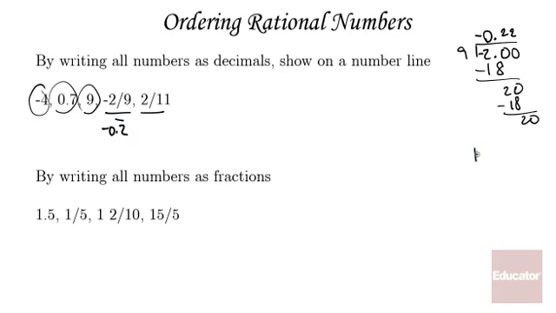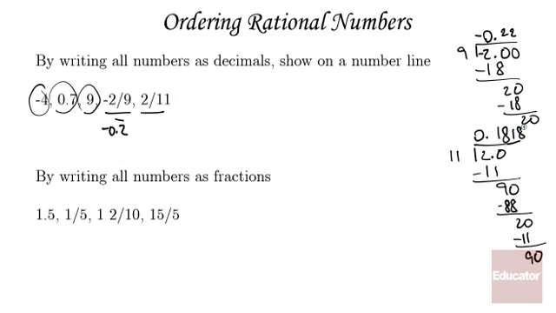Now I'm going to divide 2 by 11. It won't go in. It'll go in once, which will leave me with 9, and 8 will go in. And that will go in once. And so I can already tell that I'm going to have, once again, a repeating decimal. So this one equals 0.18 repeating.